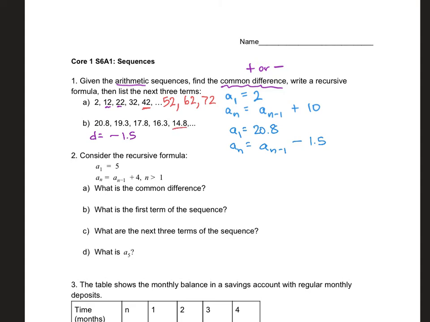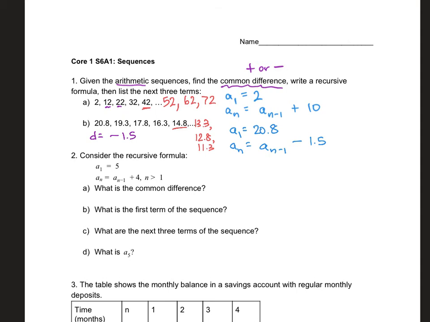So if we think about finding the next three terms, we would take 14.8 minus 1.5, and that gets us 13.3. If we keep doing that pattern, 13.3 minus 1.5 is 12.8. And if we do that one more time, 12.8 minus 1.5 is 11.3. And that would be how we find the next three terms.